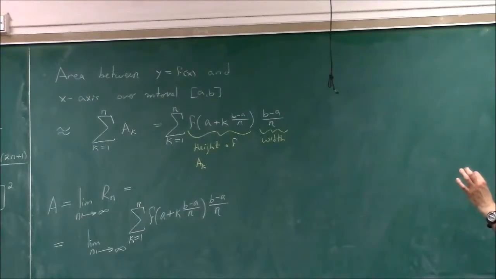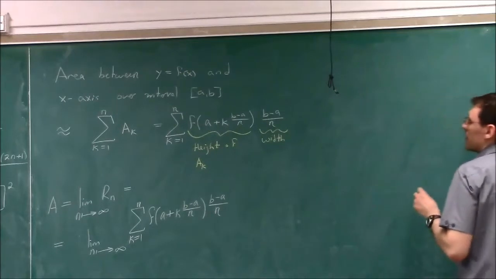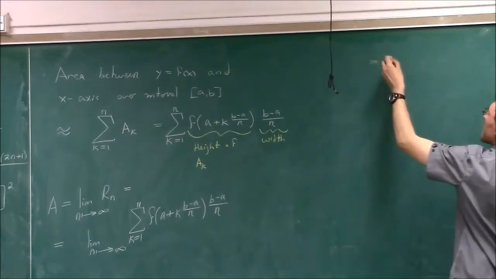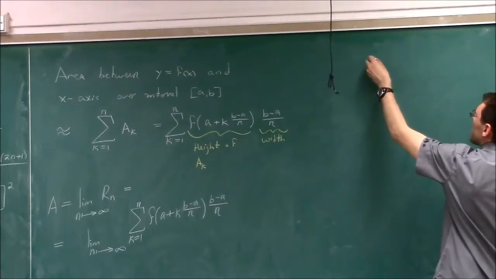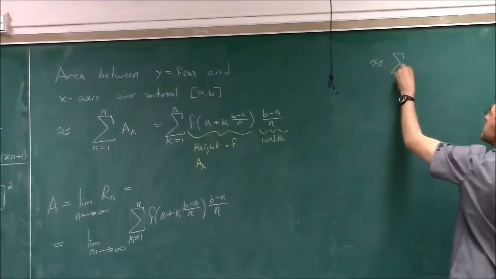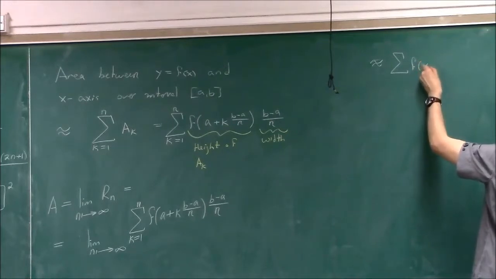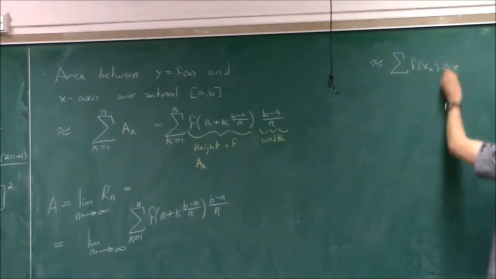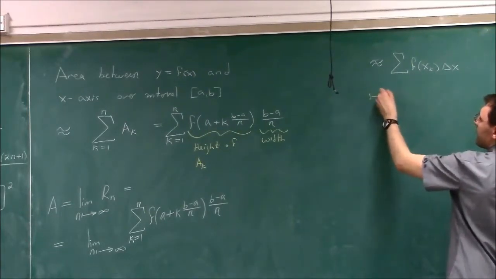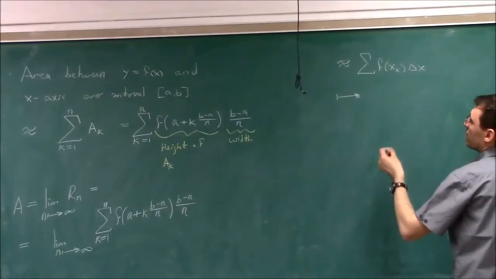So this is like saying, notice that the sum is approximately the same as the sum of f of x_k delta x. And in the limit, there is a notation that we write that reminds us of what we're doing.